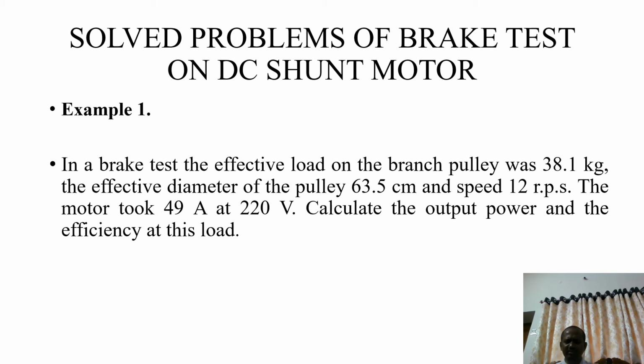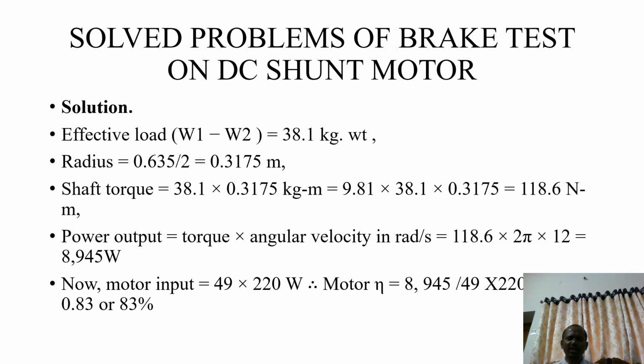Now you can calculate the problem. First of all, note the data, whichever data is given. You know the effective load, meaning the difference between the two spring balance loads, W1 minus W2, that is 38.1 kg weight. Diameter is given, so convert this into radius: radius is equal to diameter by 2, 0.635 by 2, which is equivalent to 0.3175 meters.